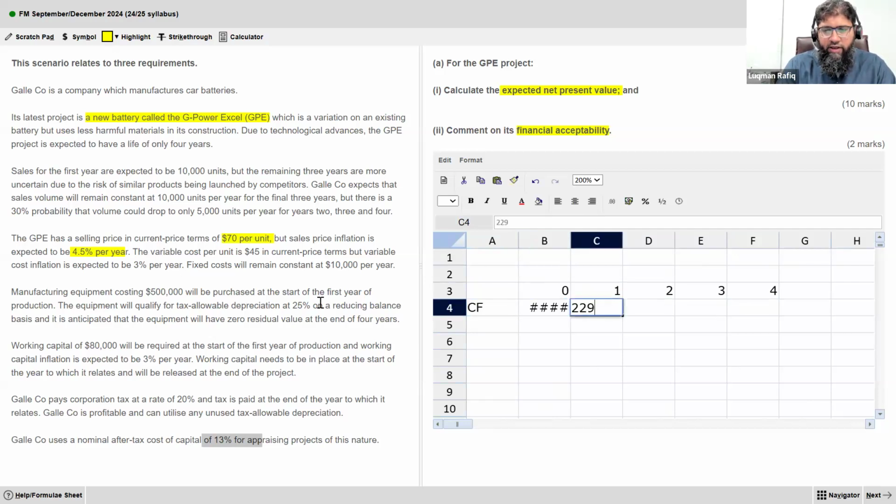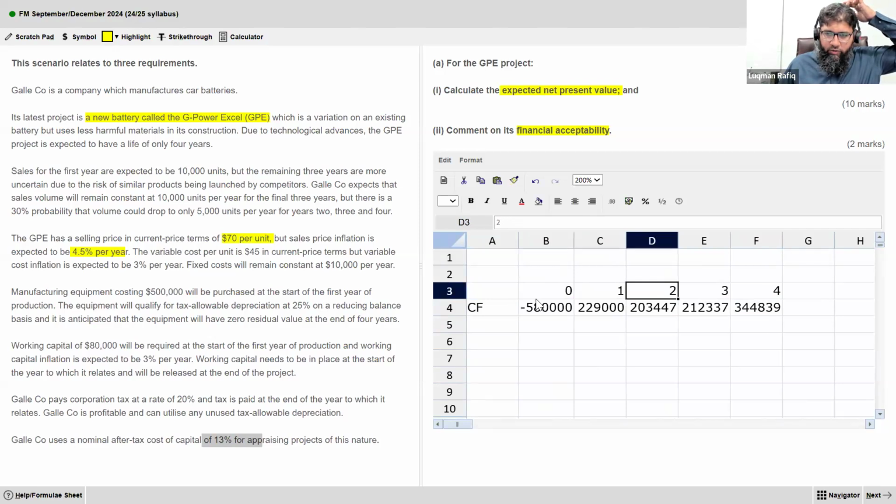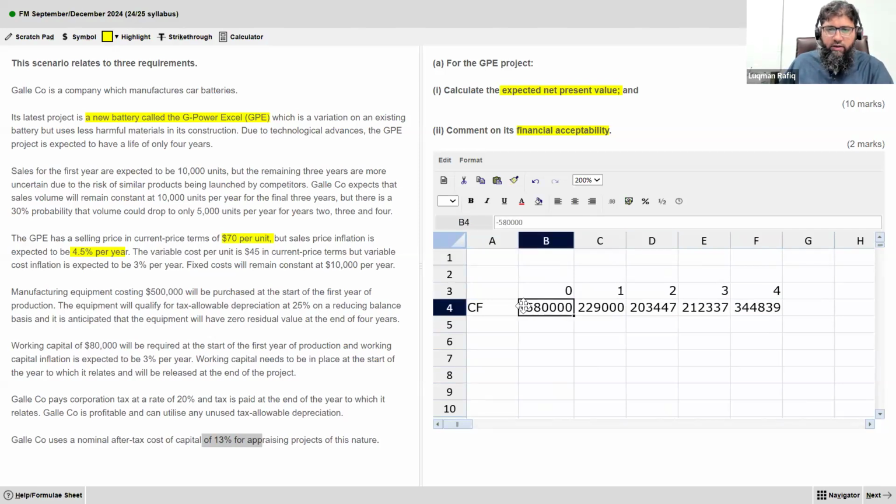Then we have 229,000. Then we have 203,447. Then we have 212,337. Then we have 344,389,839. So this is what we have, right? Now, once we have these, what are we gonna do? We're gonna say okay to all of these.